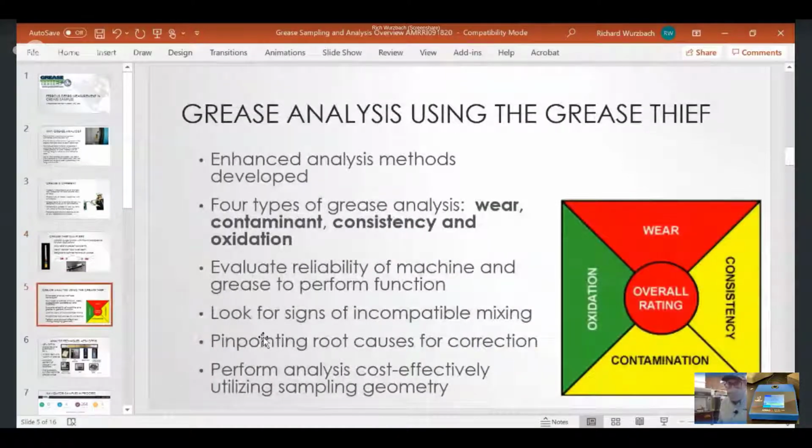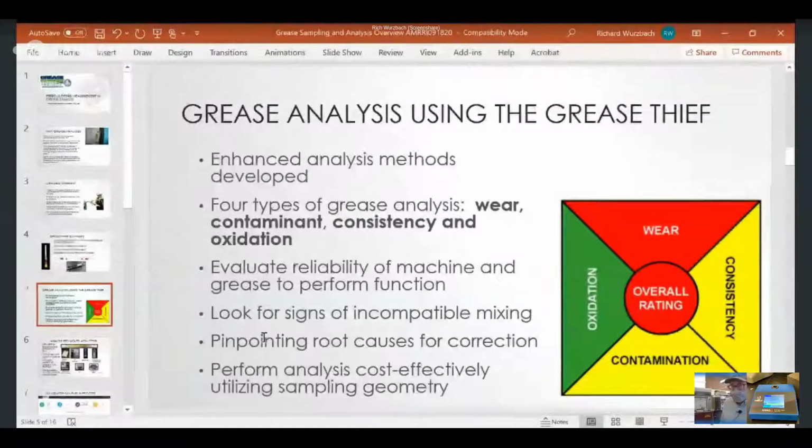Grease analysis that you can do with this includes four focus areas: the wear, the consistency changes of the grease, the measurement of contamination that has gotten into the grease, and also the oxidation or the aging of the grease itself. Now, out of these four areas, today we're keying in on the top one there, wear, and specifically on ferrous wear.